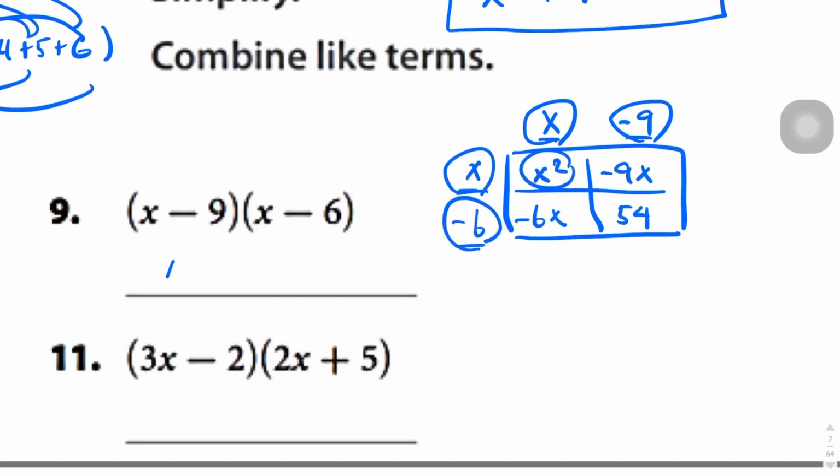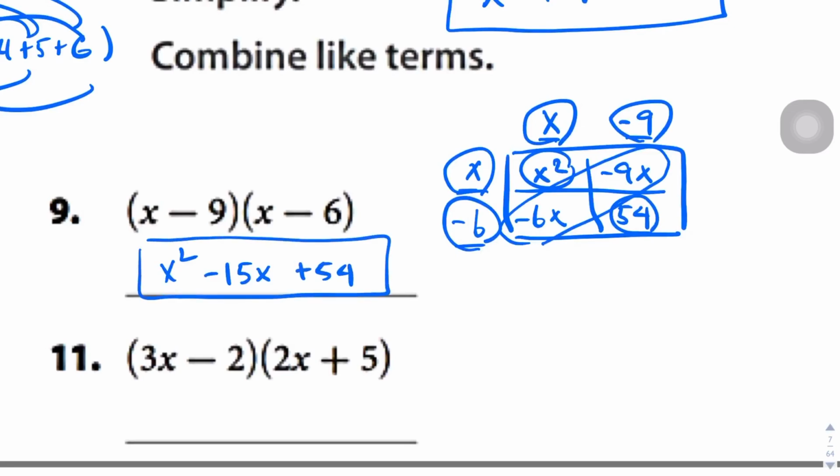Let's write out what we have, x squared. And then we're going to combine these two, negative 6x and negative 9x combine to form negative 15x. And then that last term there is 54. So x squared minus 15x plus 54.